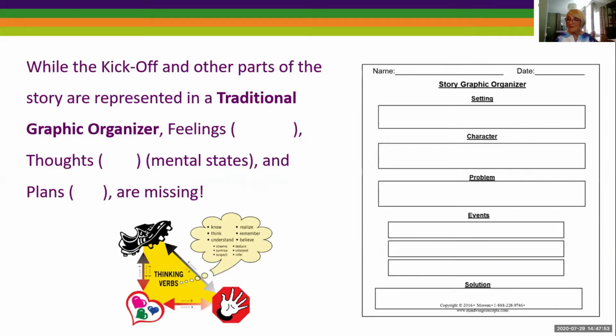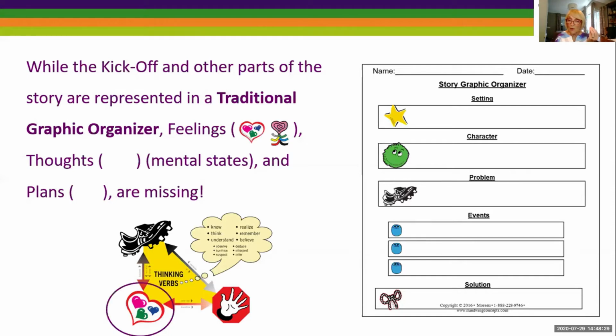So this is a typical graphic organizer that might be used in school. Okay, we have a setting, we have a character, we have a problem, we have events, and we have a solution. And typically, when I was working with kids who had this graphic organizer, I would notice that the events got misordered, and by the time they were at the solution, it didn't relate to the kickoff or to the problem.